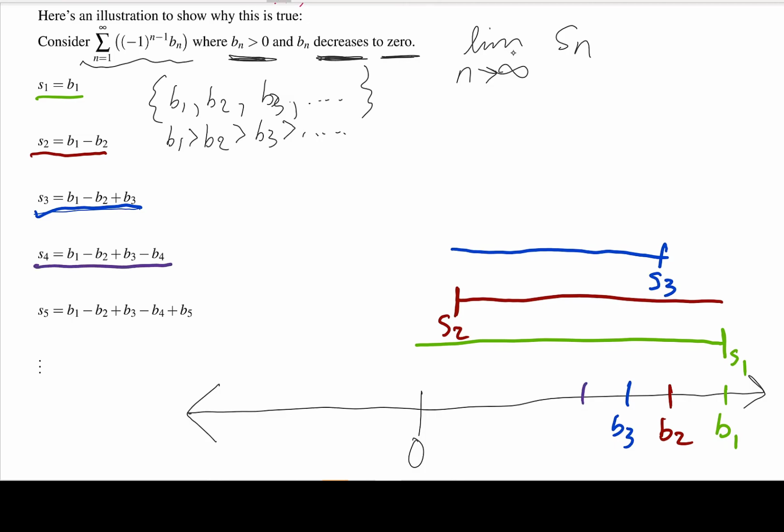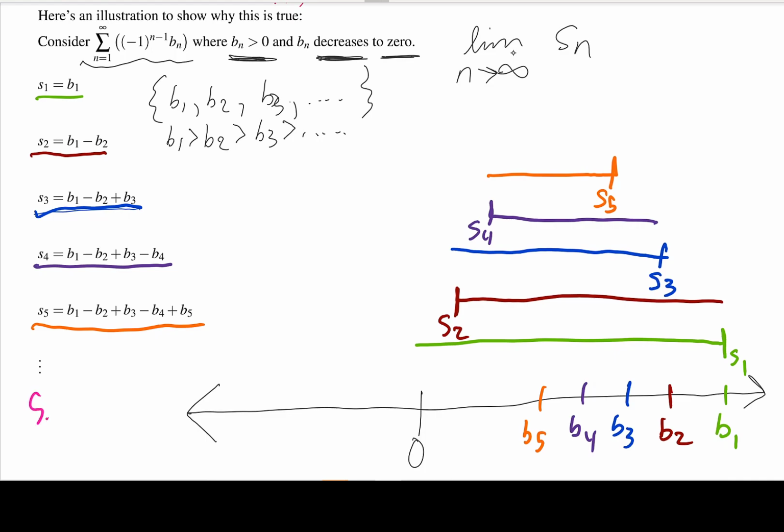So maybe B4 is like right here, which tells me that S4 would be right here. And now let's say that B5 is right here, so that tells me that maybe S5 is right here. And notice that the distance of these lines, the green line, the maroon line, the blue line, the purple line, the orange line, are getting smaller and smaller until maybe we're converging to our S sub n being somewhere right here, somewhere in this range.